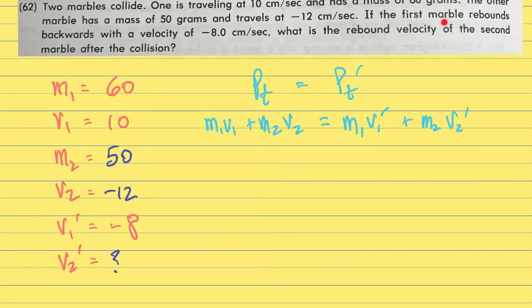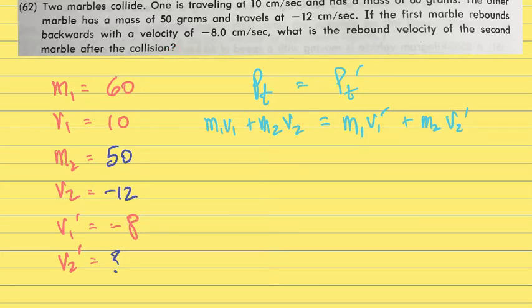Now we go back. The first marble rebounds backwards with a velocity of -8, so it's going backwards, the opposite of the direction it was going, but a little bit slower. And it says, what is the rebound velocity of the second marble after the collision?